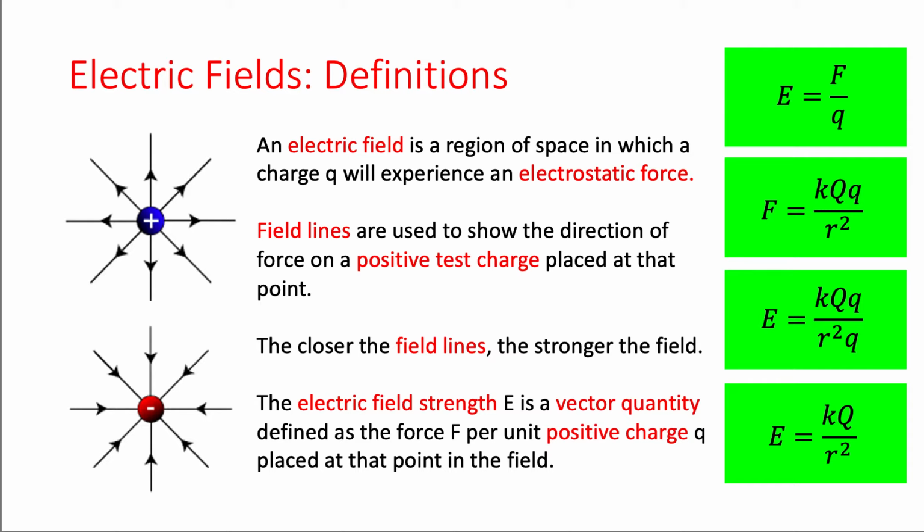Notice one small thing. We have not specified anything about the charge on the source charge. The source charge can be positive, or the source charge could be negative. Therefore, as we'll see in the following example, the electric field strength itself could be positive or negative, and that's because it's a vector quantity. We'll come on to that in a second.